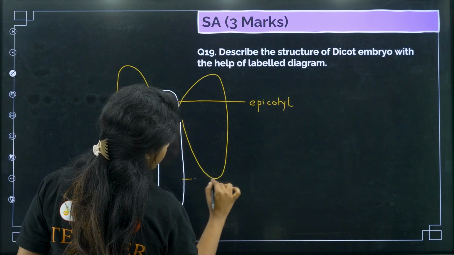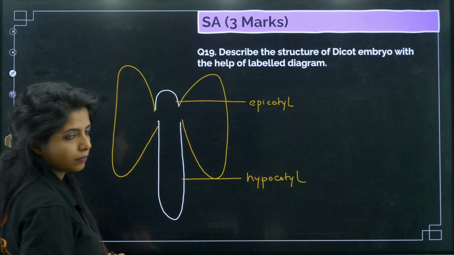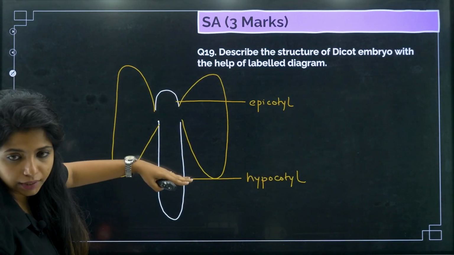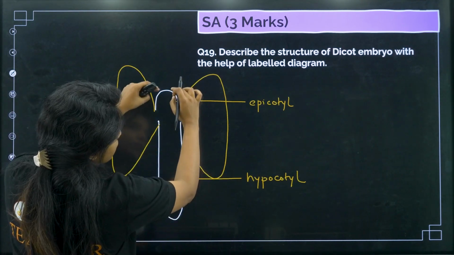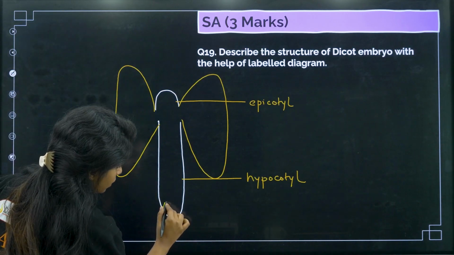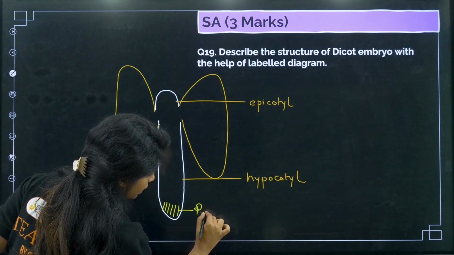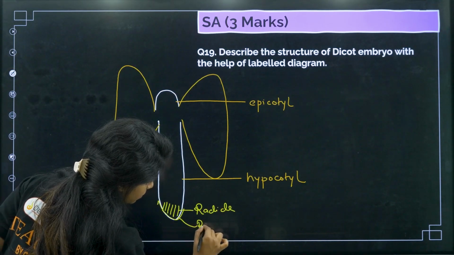Epicotyl. The lower part is known as hypocotyl. Okay, the lower part from the cotyledons. If there is a cotyledon over here, the lower part from this is hypocotyl. From here, the upper part will be known as epicotyl. At the end of hypocotyl, you will be having your radicle, and radicle is covered by the root cap.